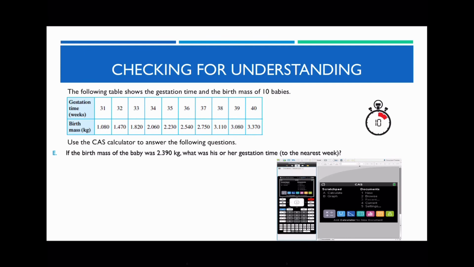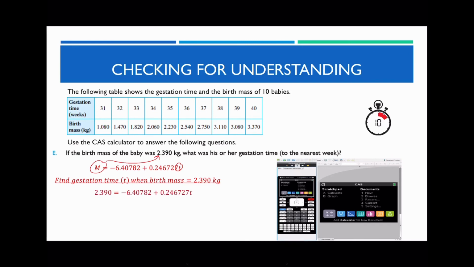Part E, if the birth mass of the baby was 2.39 kilograms, what was his or her gestation time? So you're trying to find time in this case. There are actually two methods you could use to arrive at the answer. The first method is using proper algebra. We're trying to find what T is when birth mass is equal to this. So I'm substituting 2.390 wherever I see the capital M. This should give you something similar to this.